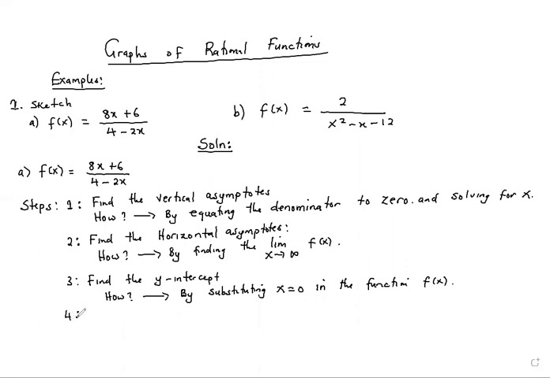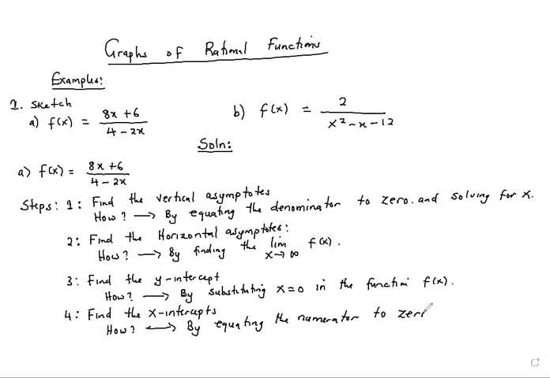Step 4, find the x-intercept. How? The answer is by equating the numerator to 0 and solving for x.